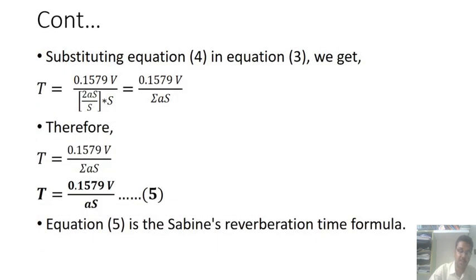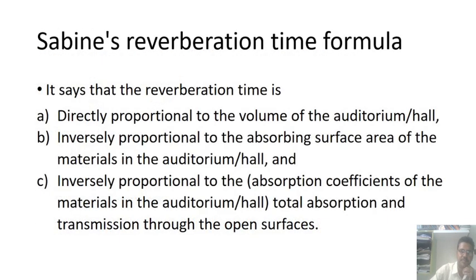Substituting this equation in the previous equation, that is, T equals 0.1579 V by 2 AS by S into S. Here the 2 cancels, and the remaining is 0.1579 V into sigma of AS. Therefore, T equals 0.1579 V by AS, where V is the volume of the hall and A is the absorption power of sound in the hall. So equation 5 is the reverberation time formula.